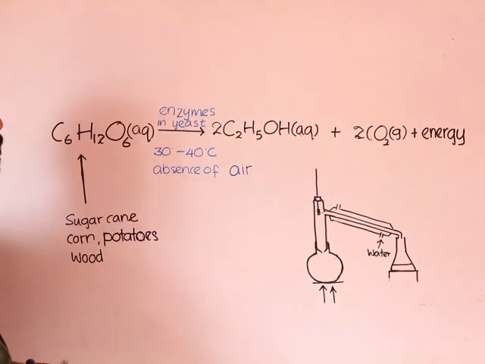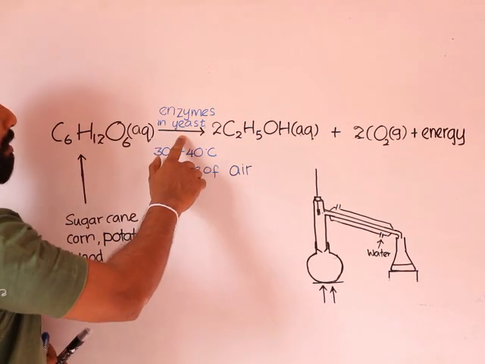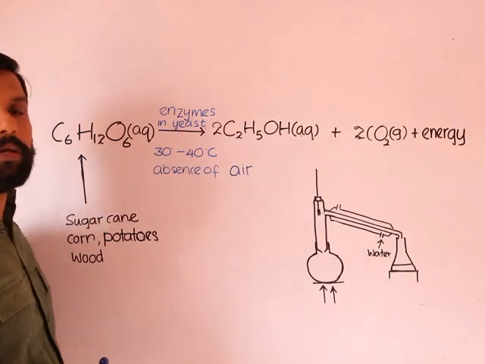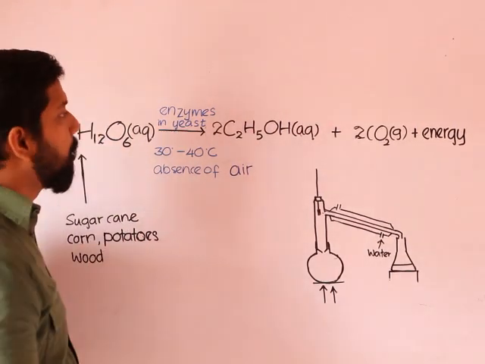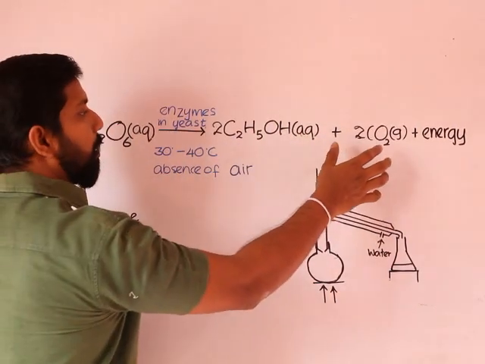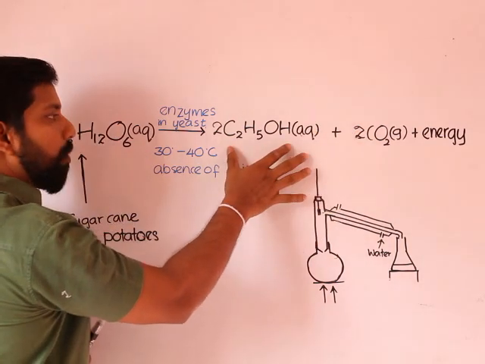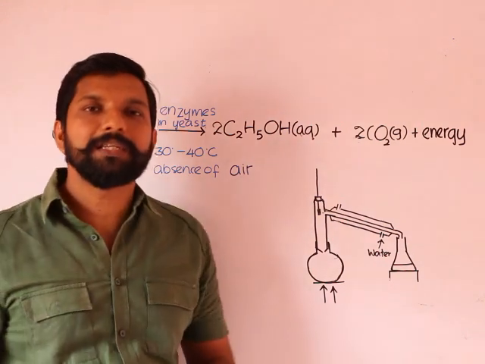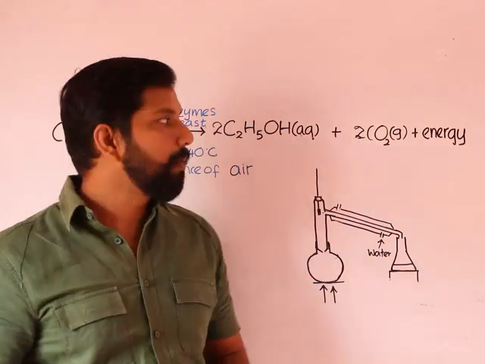Glucose will be used by yeast in order to produce energy in anaerobic respiration. The byproducts it produces will be ethanol and carbon dioxide. So we use this reaction in order to produce ethanol.